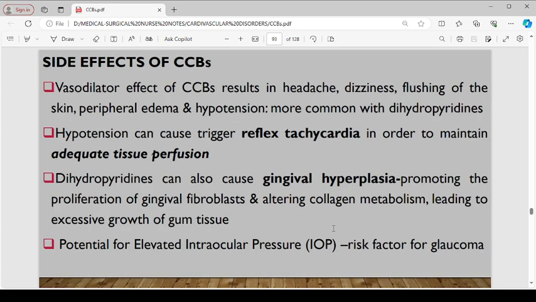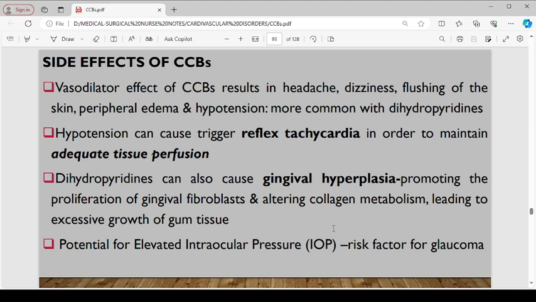All right. So in general, although these calcium channel blockers are so effective in managing hypertension, especially in the black population, right, they also come with some side effects, and these side effects are very challenging to manage. So that's how you should be able to look at it. For example, the vasodilatory effect of these calcium channel blockers will result in symptoms like headache, dizziness, flushing of the skin, peripheral edema, hypotension, and this is more common with the dihydropyridines like nifedipine, amlodipine.